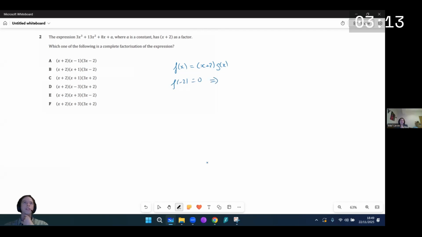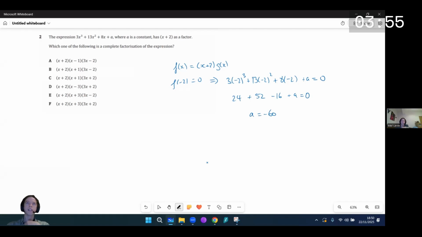Well, that helps because if we just plug in minus 2 into these x's, that gives us an equation for a. All right, so we have 3 times minus 2 cubed plus 13 times minus 2 squared plus 8 times minus 2 plus a equals 0. 3 times 8, that's 24, plus 13 times 4 is 52, minus 16. So 24 plus 52, 76, minus 16, 60. So a is minus 60.